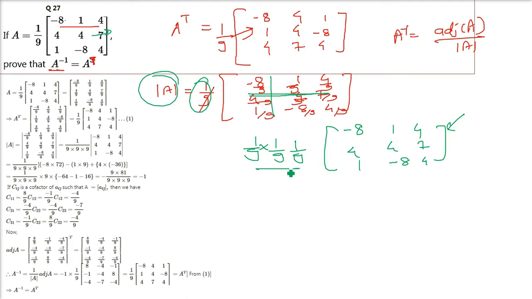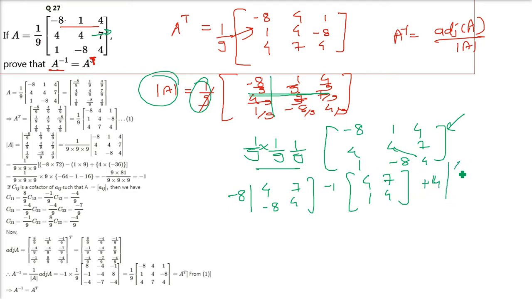Now let us find the determinant. You can open it using any row or any column, because making it 0 will take time. So minus 8, 4, minus 8, 7, 4. Here you have minus 1 and 4, 1, 7, 4 plus 4. Then 4, 4, 1, minus 8, 4, 1, 1, minus 8. Now this has to be multiplied by 1 by 9 into 9 into 9. So 4 4 is 16 plus 76 minus 16 minus 7 plus 4 minus 32 minus 4.